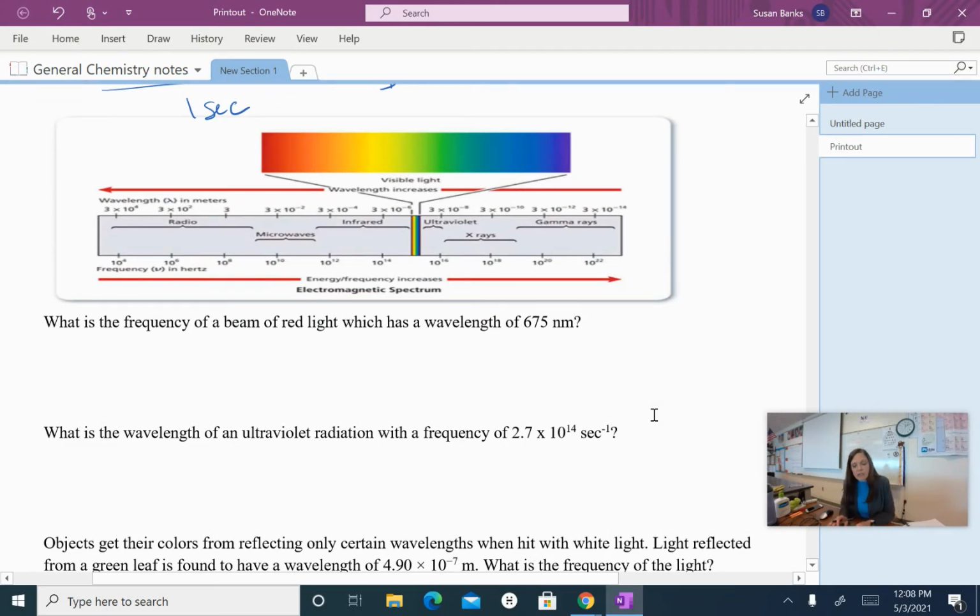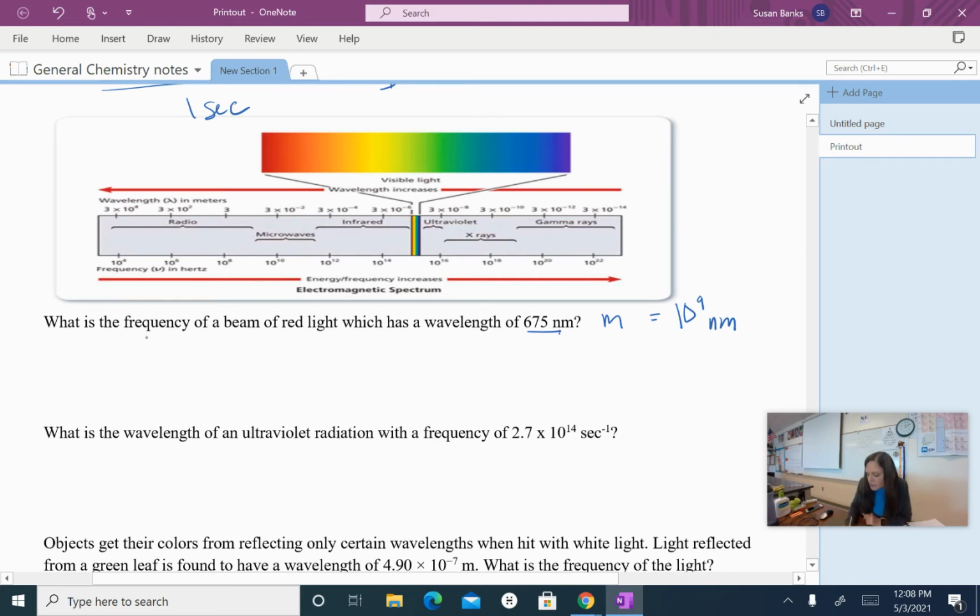What is the frequency of a beam of red light which has a wavelength of 675 nanometers? Now the thing that we have to do is the speed of light is in meters. So we need to get this into meters. So how many nanometers are there in a meter? Do you know your metric system very well? If you don't, it's okay to look it up. So I have 10 to the ninth, or 1 billion nanometers in a meter. So I'm going to use that equivalence to convert from nanometers to meters.